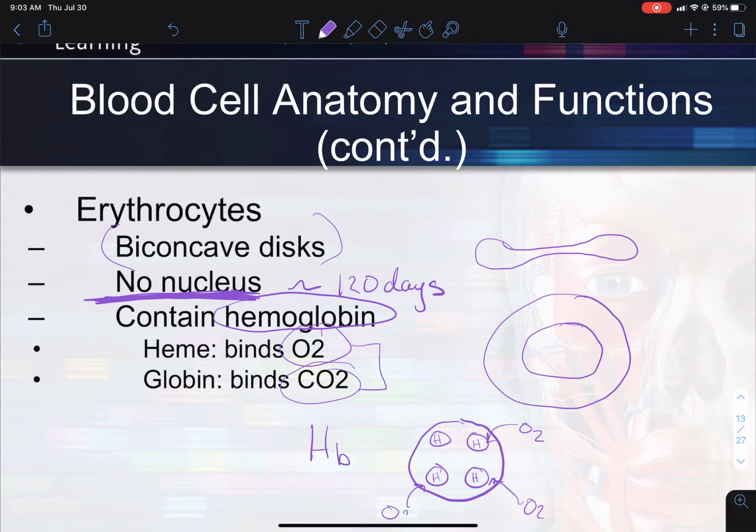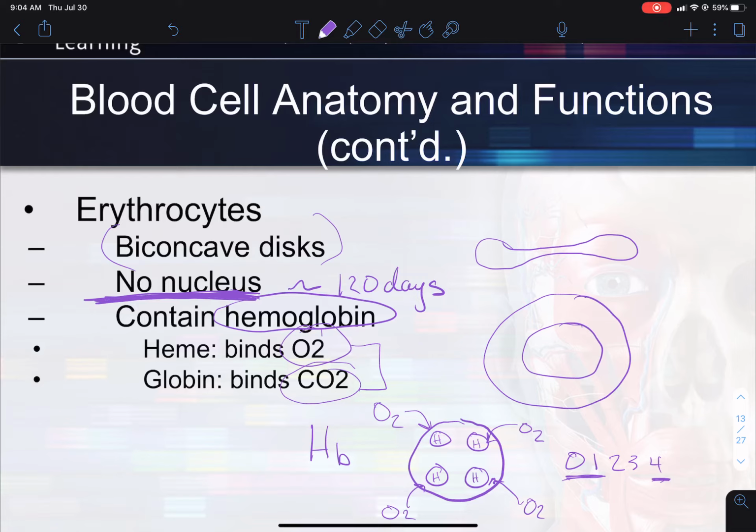At any given time, a hemoglobin molecule might be bound to 0, 1, 2, 3, or 4 oxygen molecules. If it's bound to 4 oxygen molecules, we call that fully saturated. If it's bound to 0 or 1 molecules, then it's not saturated, so it would be unsaturated.